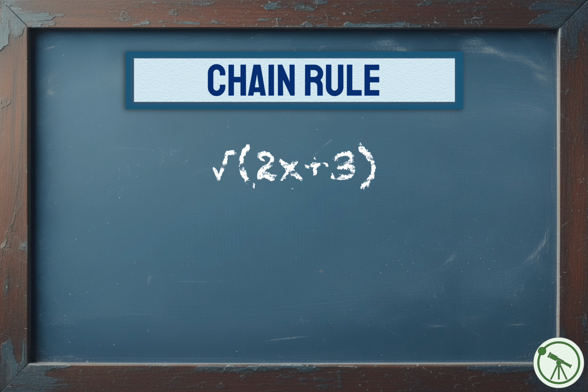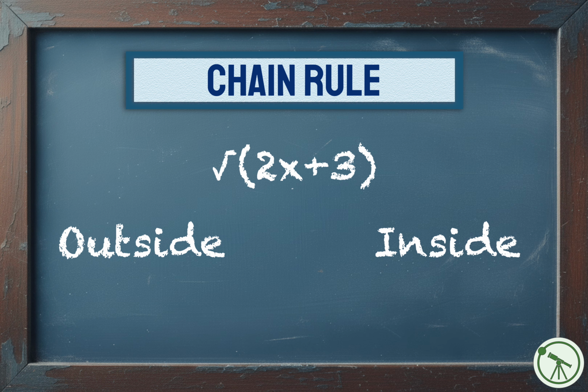By now, you're probably a pro with the power rule. You see something like x squared and you're like, boom, it's 2x. But what happens when things get a little bit more tangled up? Let's look at this example. Here we have the function the square root of 2x plus 3. Notice anything different? That's right, we can see an outside and an inside function. The outside being the square root, and the inside being the 2x plus 3 that's trapped under the square root.